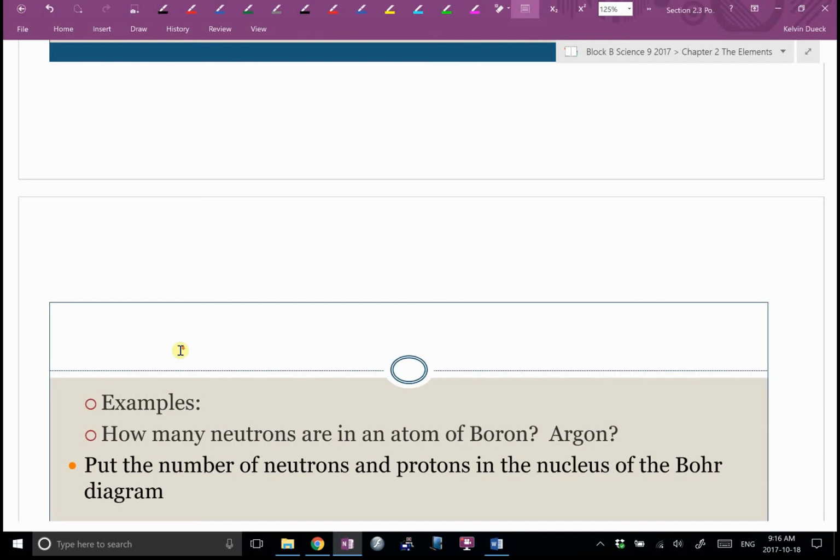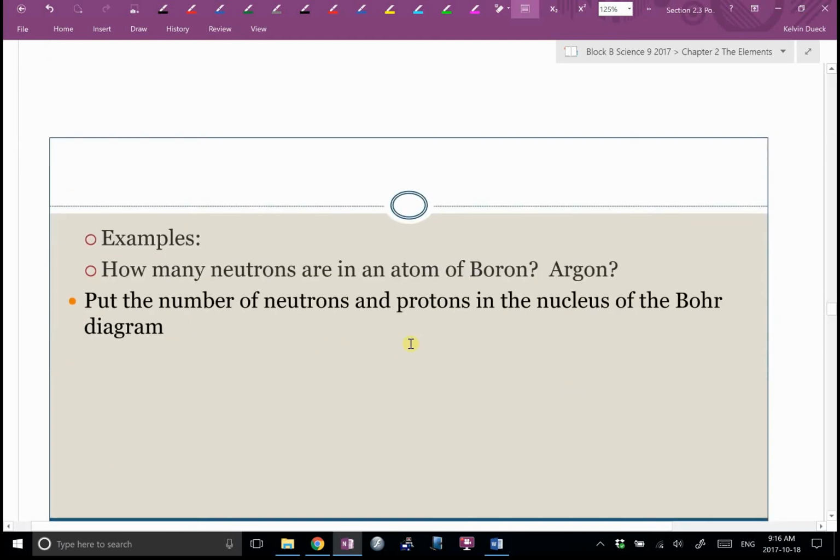Okay. I wrote here, put the number of neutrons and protons in the nucleus of the Bohr diagram. Did we do that already? But that's whenever I ask you to draw a Bohr diagram, make sure you remember to do that. So you do the nucleus, and then you work your way outwards doing the electron shells.